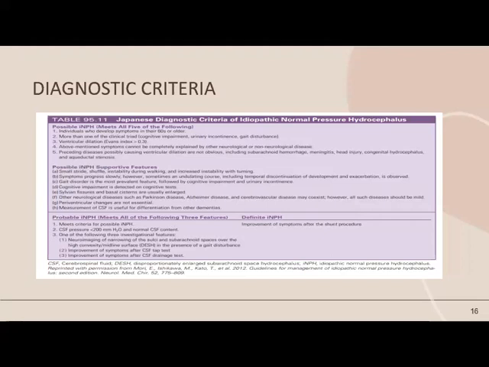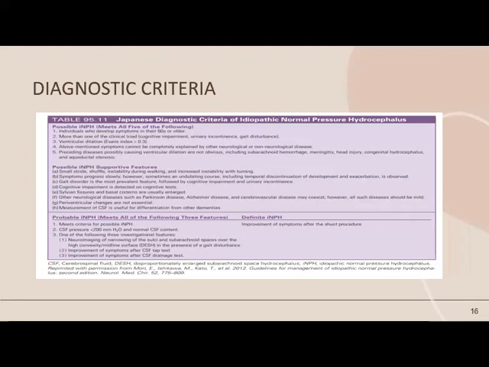Then possible NPH supportive features can be small stride, shuffle, instability during walking, increased instability on turning, and symptoms which progress slowly; however, sometimes an undulating course, including temporal discontinuation of development and exacerbation, is observed. Gait disorder is the most prevalent feature, followed by cognitive impairment and urinary incontinence. Cognitive impairment is detected on cognitive tests. We can do an MMSE of the patient. Other neurological diseases such as Parkinson's disease, Alzheimer's disease, cerebrovascular diseases may coexist. However, all the diseases should be mild. Then periventricular changes are not essential, and measurement of CSF is useful for differentiation from other dementias.